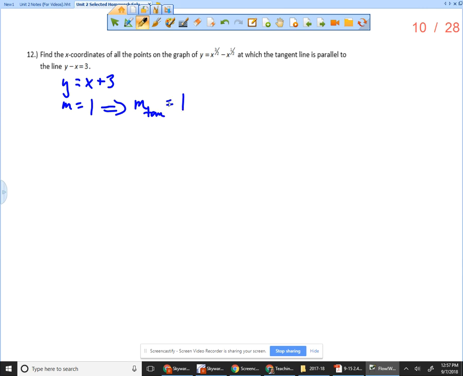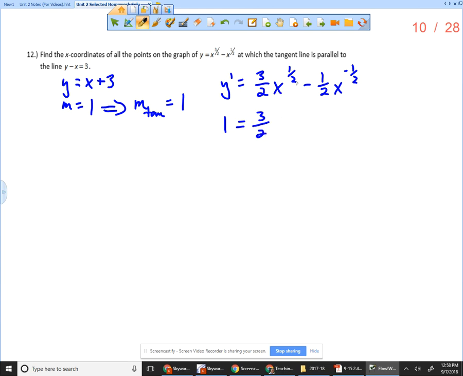If I have y equals x to the 3/2 minus x to the 1/2, we need to find the derivative, because then the derivative can be set equal to the slope of the tangent. So y prime equals 3/2 x to the 1/2 minus 1/2 x to the negative 1/2. That is the derivative. Now we're going to set the derivative equal to 1, because that would tell us when the tangent line has the same slope as the line y equals x plus 3.